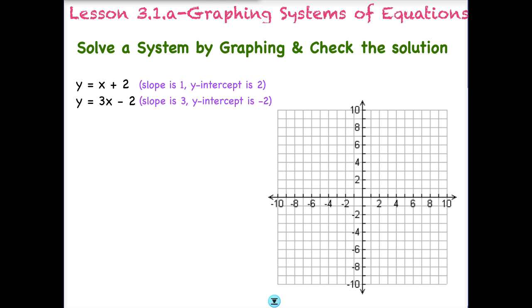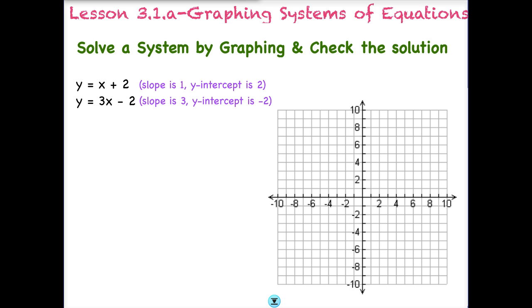So let's start off by solving a system of equations by graphing, and then what we're going to do is go back and check our solution. And this is always a good idea to determine if we in fact got the right solution. So we have two very basic equations set up already for us in slope-intercept form. We have y equals x plus 2, and we have y equals 3x minus 2.